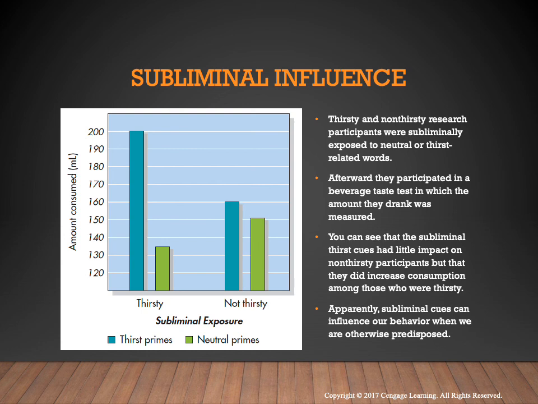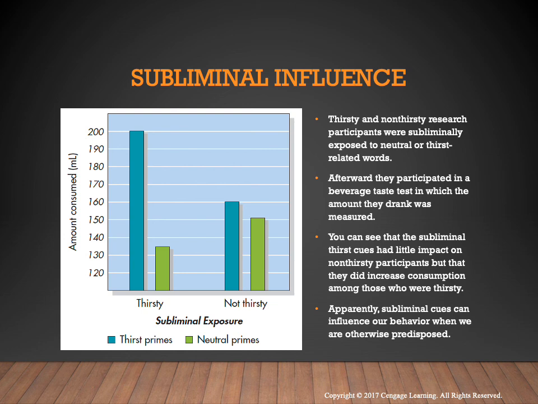Subliminal influence. Here we see the results of an experiment that illustrate how subliminal influence works. Thirsty and non-thirsty research participants were subliminally exposed to neutral or thirst-related words. Afterwards, they participated in a beverage taste test in which the amount they drank was measured. We can see the results in the graph on the left-hand side of your screen. The two bars all the way on the left represent individuals who were in the thirsty condition, and the two bars on the right are research participants who were not thirsty.